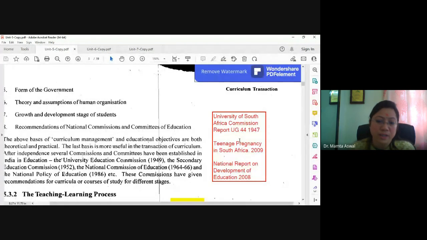University of South Africa Commission report was there. Teenage pregnancy in South Africa, there was a report on that. National report on development of education. Then higher education development report is also there on Africa.